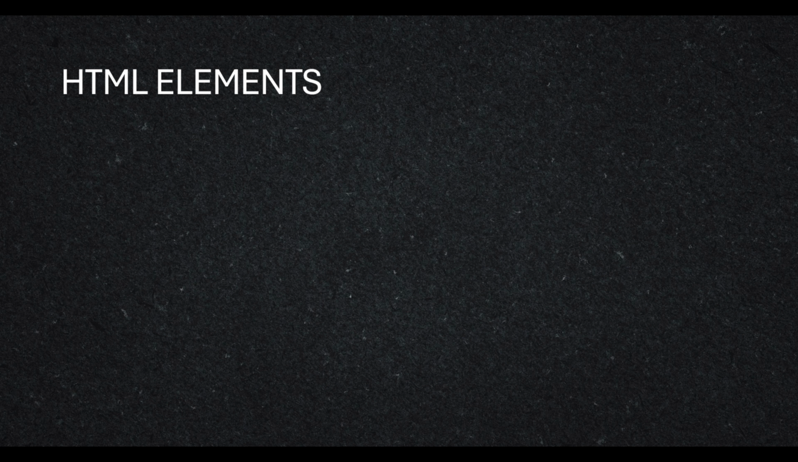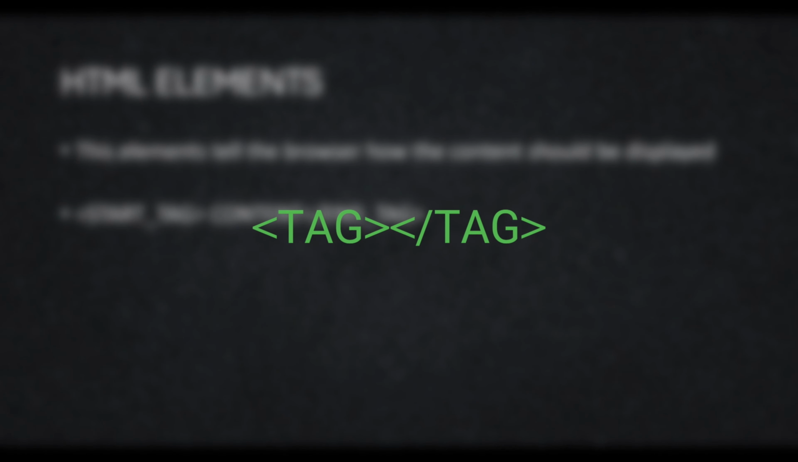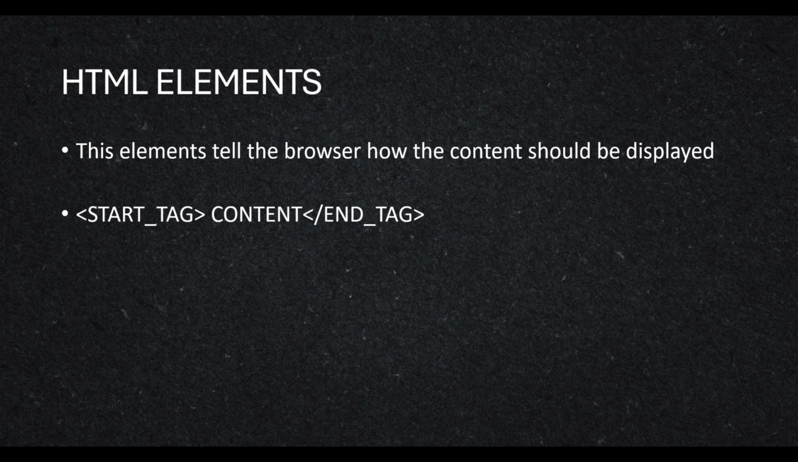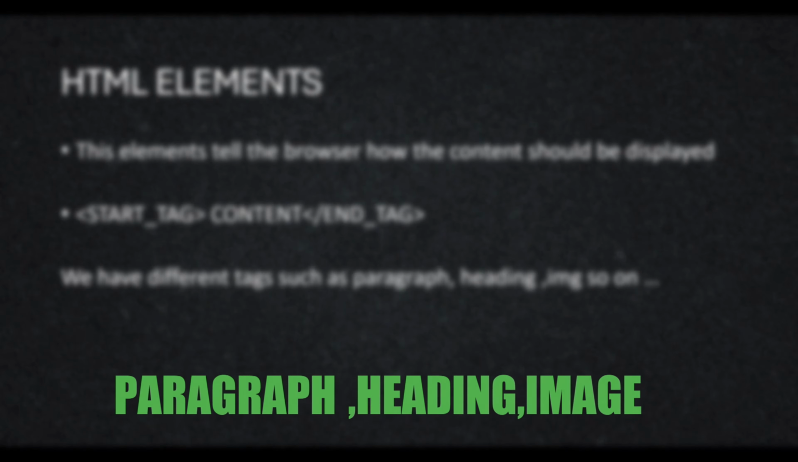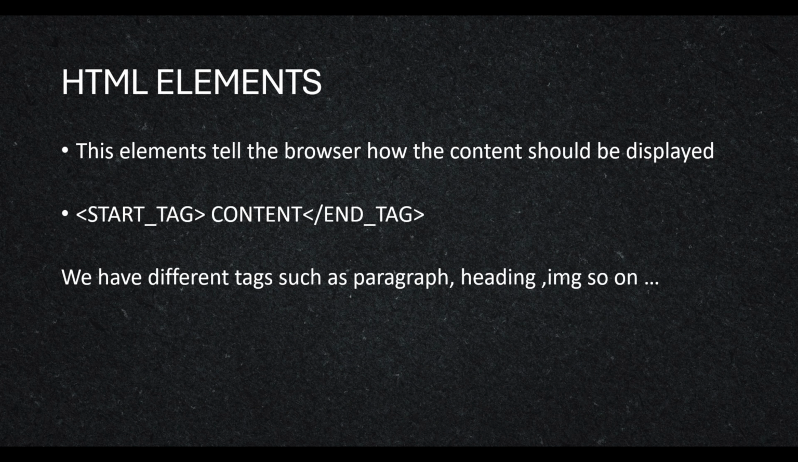Now let us understand what HTML elements are. These elements tell the browser how the content should be displayed. An HTML element is a combination of a start tag, content, and an end tag. And a tag is an enclosure between two angular brackets. We have different types of tags such as paragraph, heading, and image, and so on. To show the content as a paragraph, we use the p tag. If you want to show the content as a heading, we use the h1 tag. There are 6 types of headings, h1 to h6.